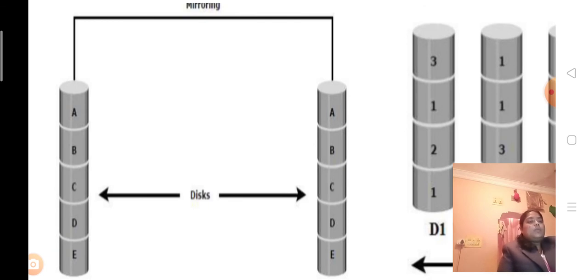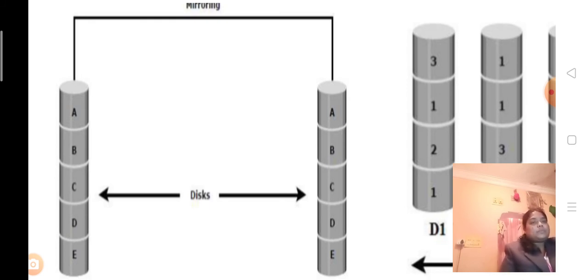The advantage of mirroring is that it is reliable, and it also protects against single disk failure. If one disk fails, it doesn't matter, because we have another backup to use. So this is the mirroring technique.